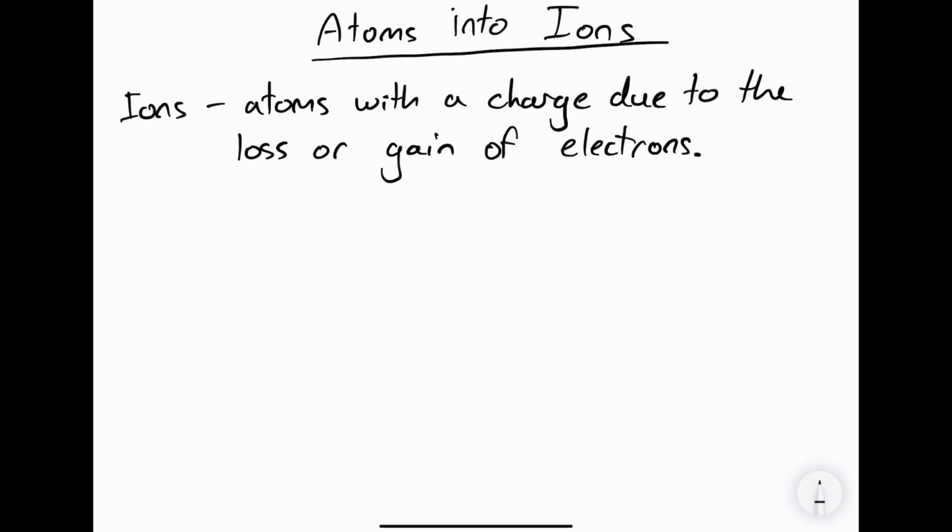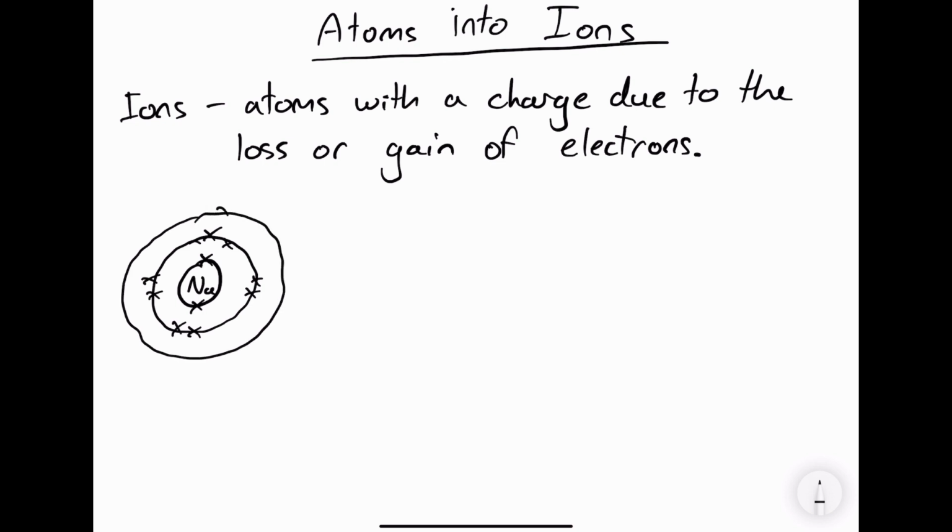In my previous video, we saw how to draw the electron configurations of atoms. So if I quickly draw an atom of sodium and its electron configuration, we can see that sodium has 11 electrons, and there is 1 electron in its outer shell or valence shell. Now, sodium, just like all of the other atoms in the periodic table, wants to have a full outer shell. So the easiest way for sodium to have a full outer shell is to lose the single valence electron.